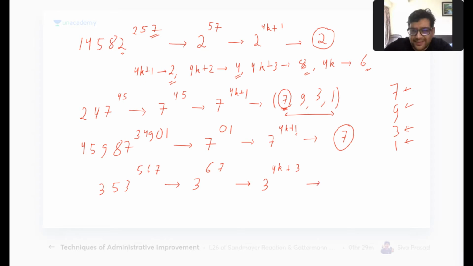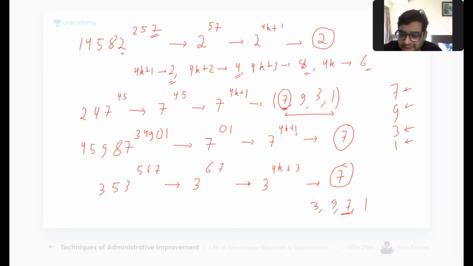What is the cycle for 3? The cycle for 3 is 3, 9, 7, and 1. That means now it is 4k plus 3. So I will look at the third value in the list, and my answer will come out as 7. Are you guys okay with this?